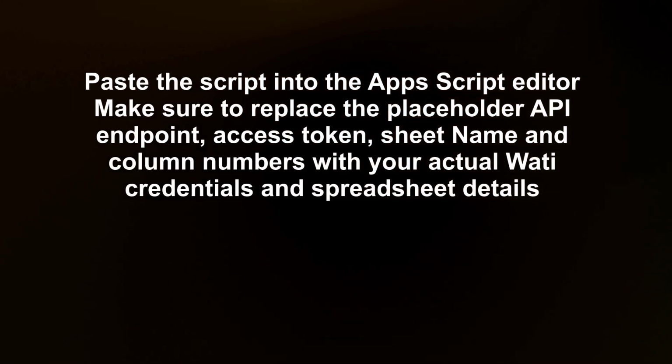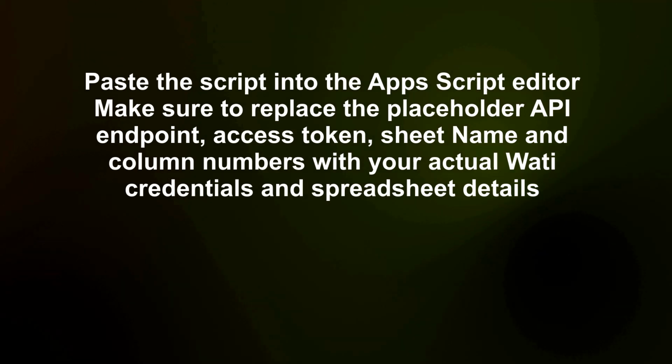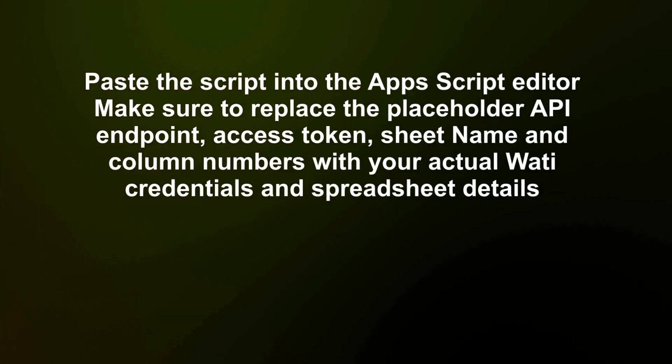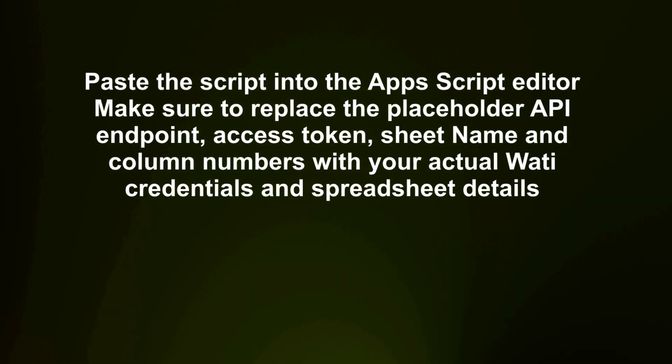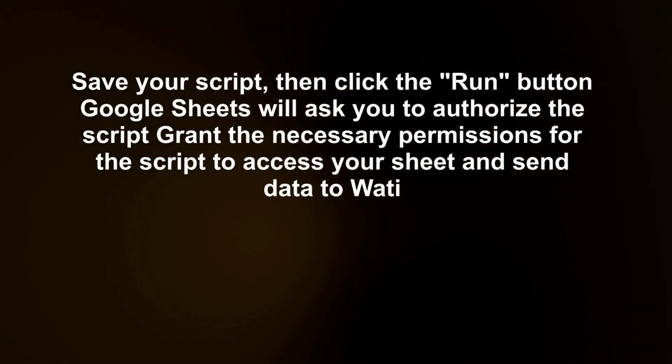Paste the script into the App Script editor. Make sure to replace the placeholder API endpoint, access token, sheet name and column numbers with your actual Wati credentials and spreadsheet details. Save your script, then click the Run button.